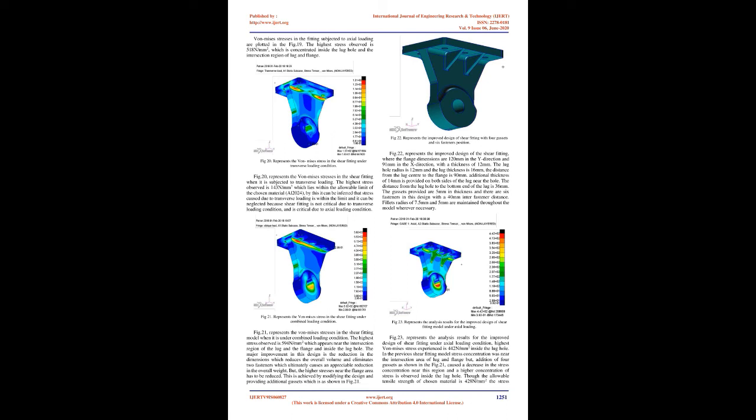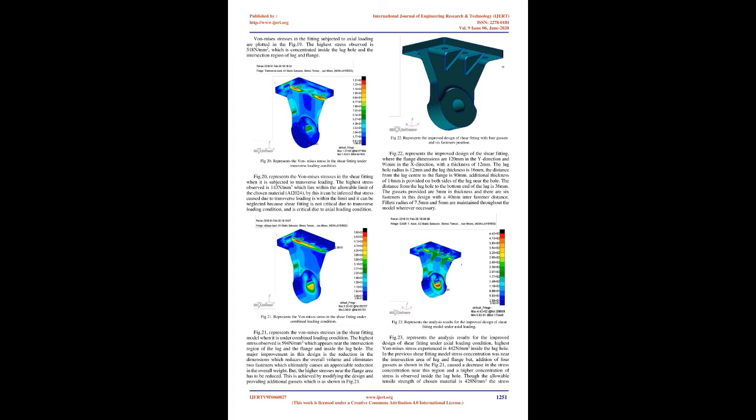Fig. 18 represents the 3D model of the revised design of the shear fitting consisting of 6 fasteners, a flange dimensions of 90 mm in the Y direction and 115 mm in the X direction, and a thickness of 12 mm. The thickness of the lug is 16 mm and 12 mm near the lug hole region. The inter-fastener distance is kept 40 mm.